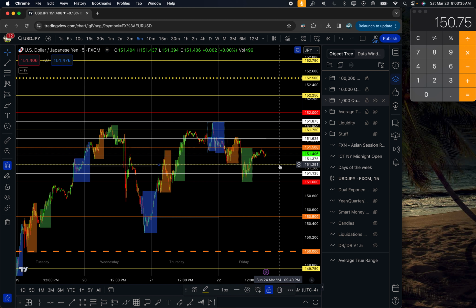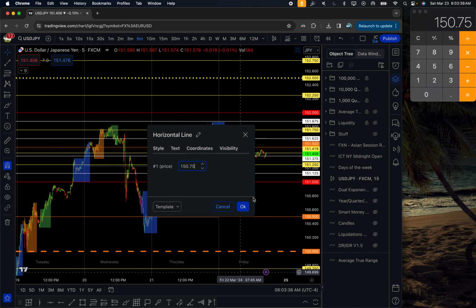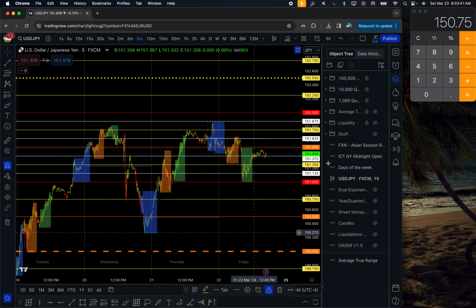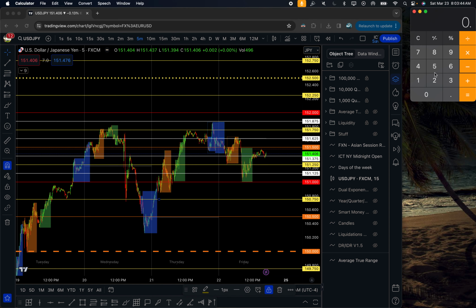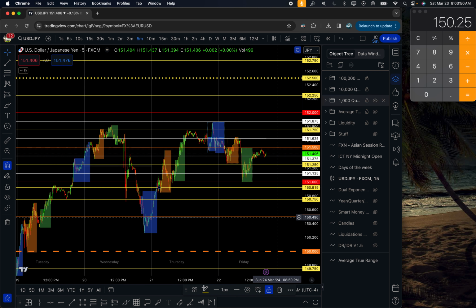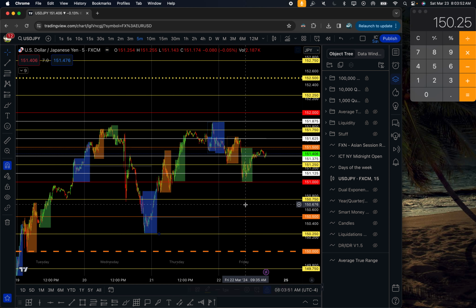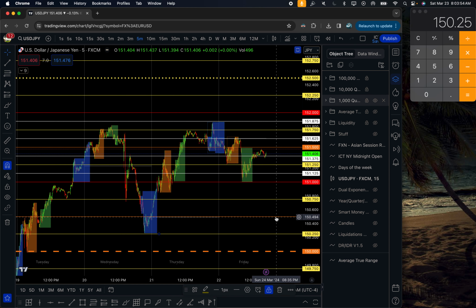Copy, clone, paste, boom, minus 0.5, copy, clone, paste. So, you know, there's different ways of doing it.